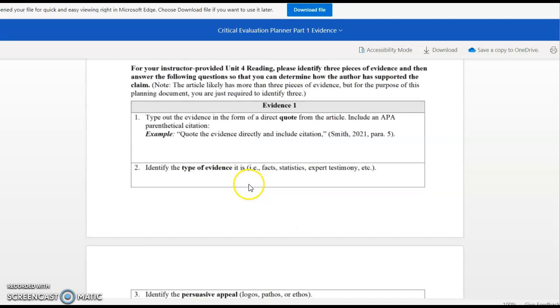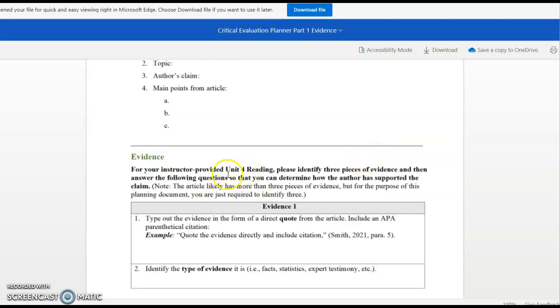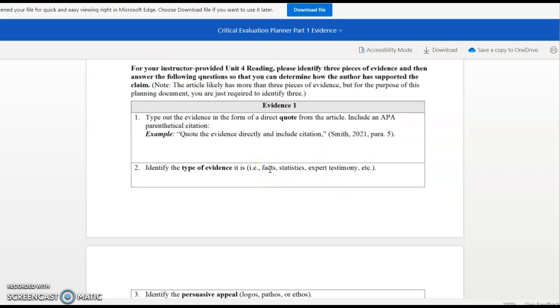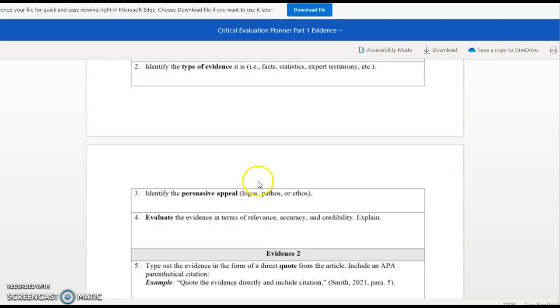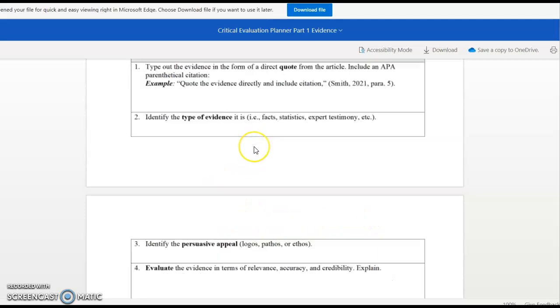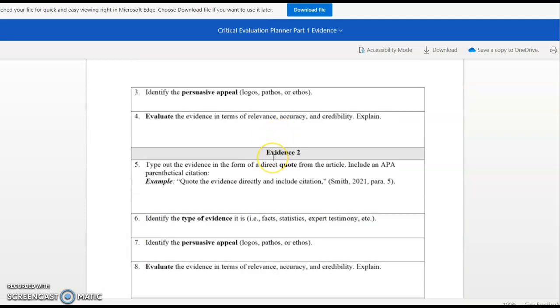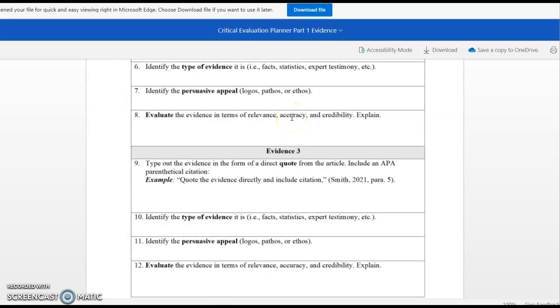You will then get into evidence. In your instructor-provided reading, your author has made a claim, and a claim must be backed up and supported by evidence. This is the point where you will want to highlight what evidence the author uses to prove his or her point. Identify the type of evidence and persuasive appeals, and evaluate in terms of relevance, accuracy, and credibility. The section on evidence requires you to find 3 pieces of evidence and write about them.